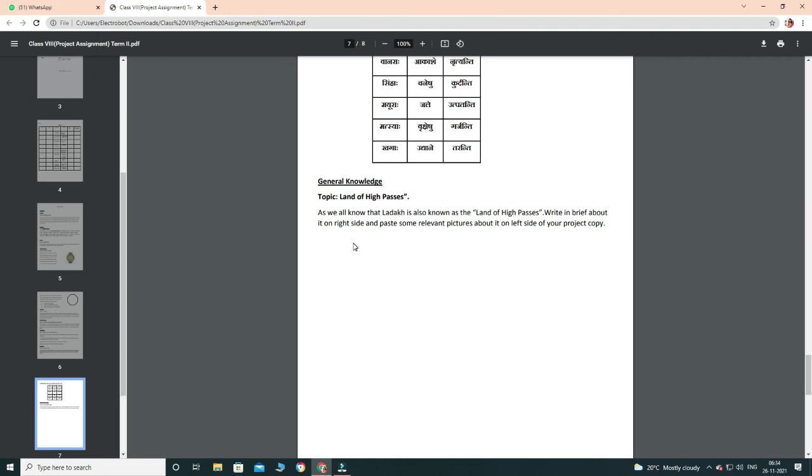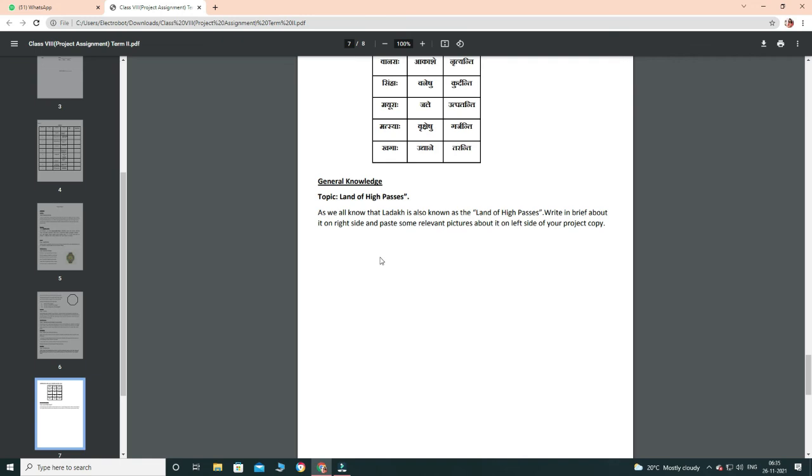As we all know, Ladakh is known as land of high passes. Why? What you know about this thing, you need to write in brief on the right side of your project copy, and you have to affix some relevant pictures on the left side of your project.